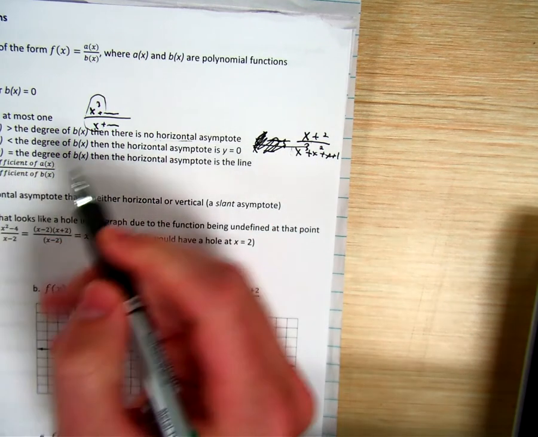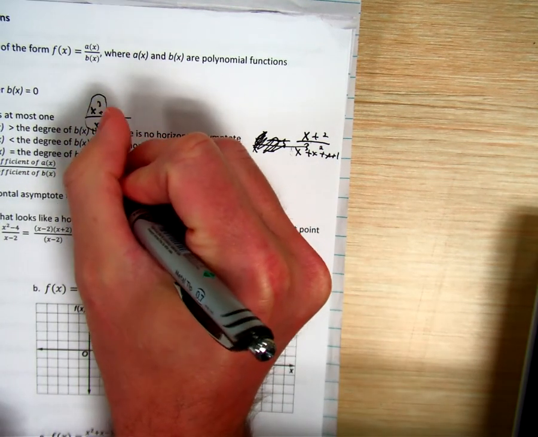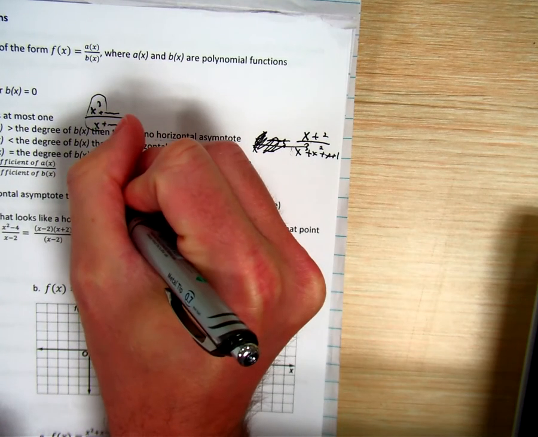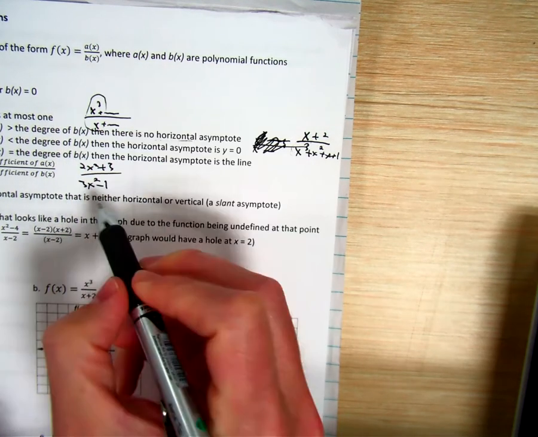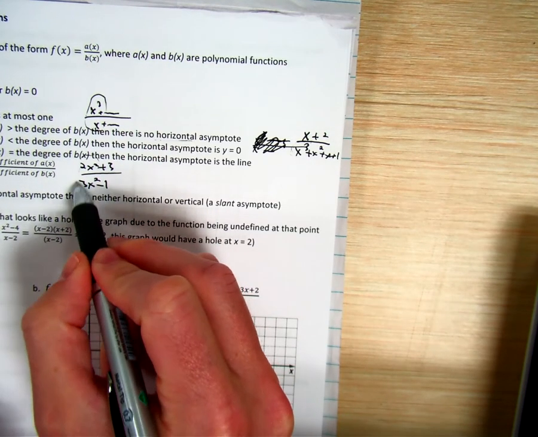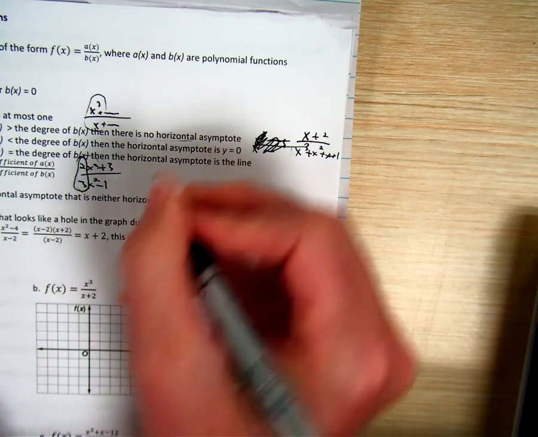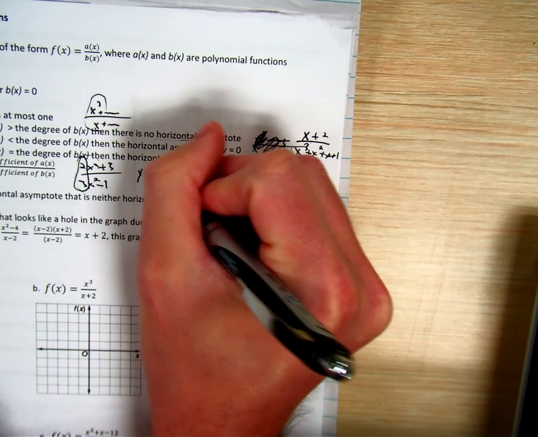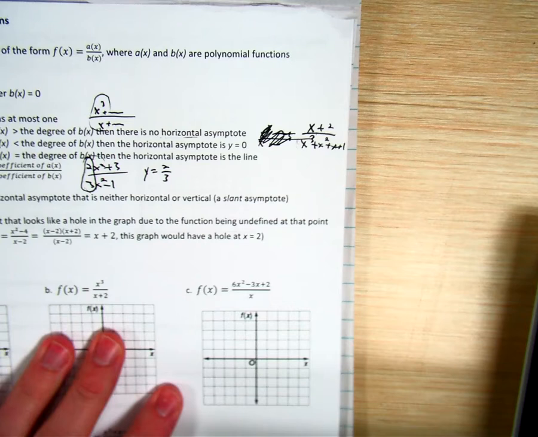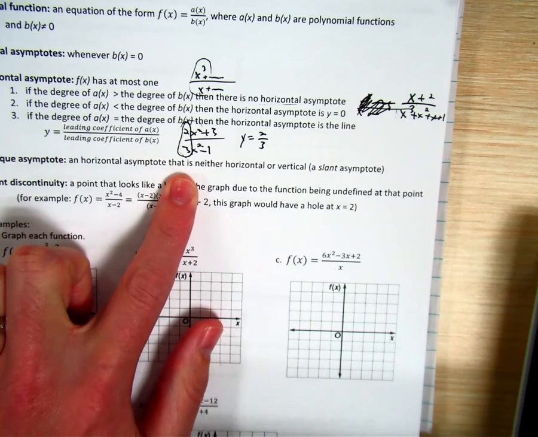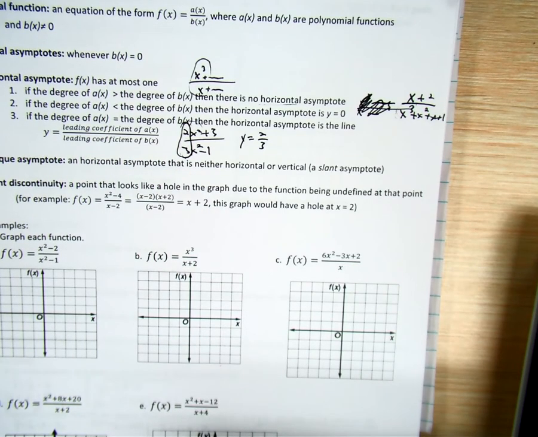If they tie, you got x squared plus 3 over 3x squared minus 1. They tied. They're both x squared. Now you look at the coefficients on those x squareds. 2/3. So my horizontal is at 2/3. So if they're tied, then you look at their leading coefficients and divide those.